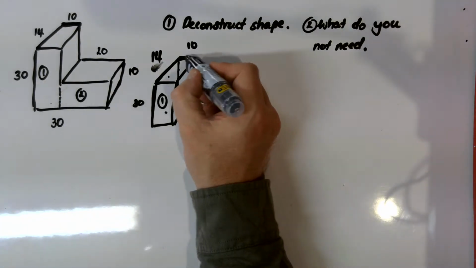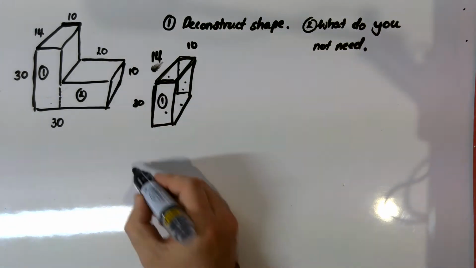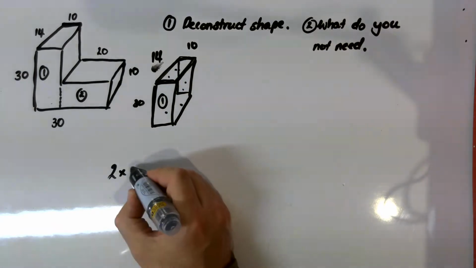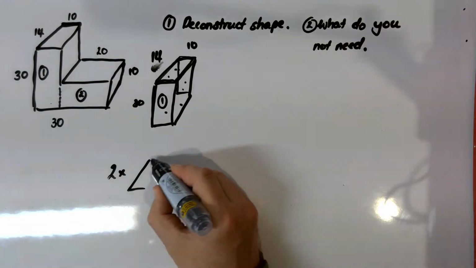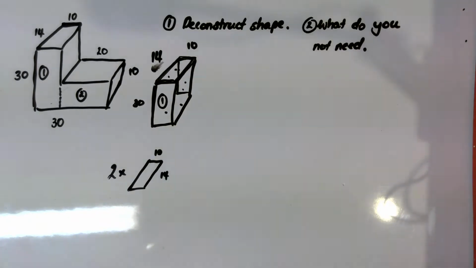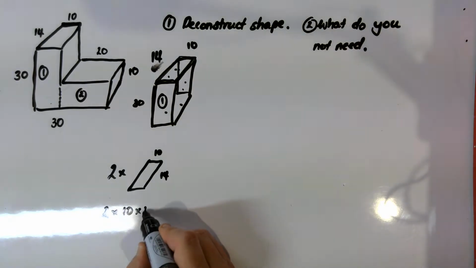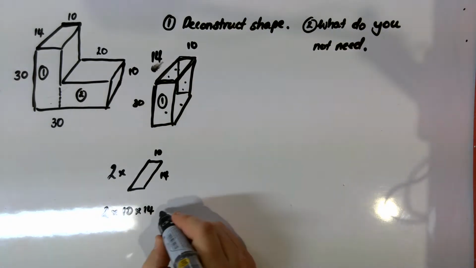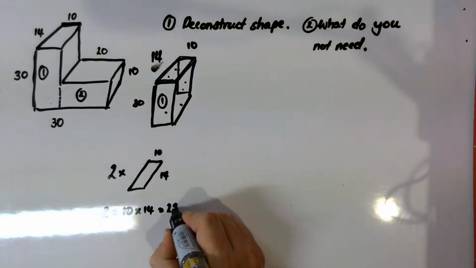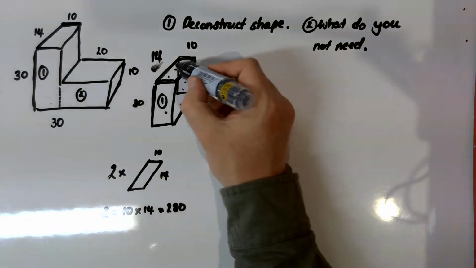So if we look at the top rectangle, now I always start at a point, so I'm going to start at the top. I'm going to have 2 of them because I've got the top and the bottom. And that rectangle, and I'll try and draw it as it looks like in the shape, is 10 by 14. So to solve this, I'm going to go 2 times 10 times 14. Okay, 10 times 14 is 140, and if I double that, I get 280. So I've done the top and the bottom.